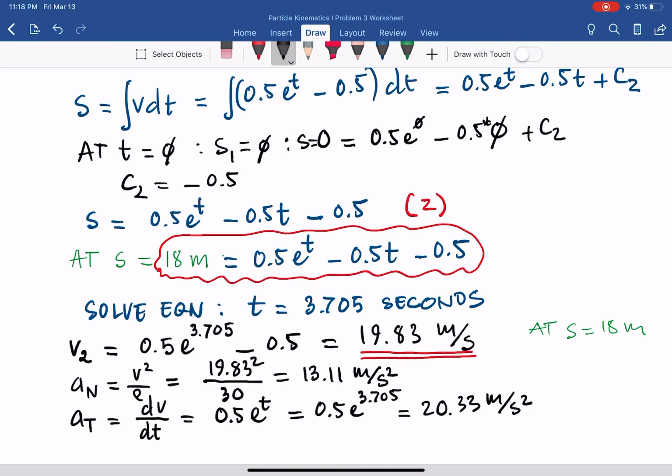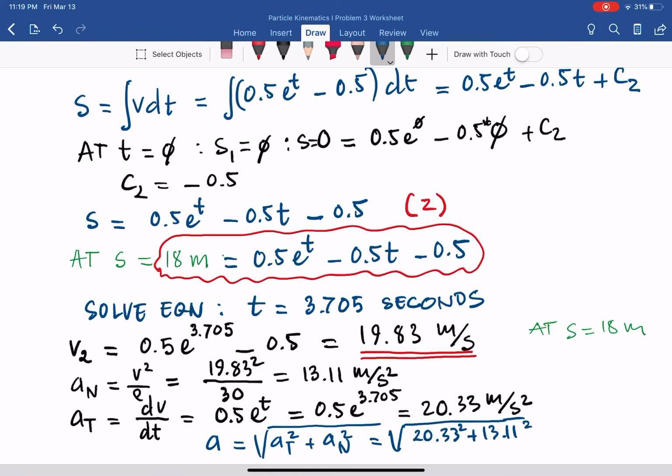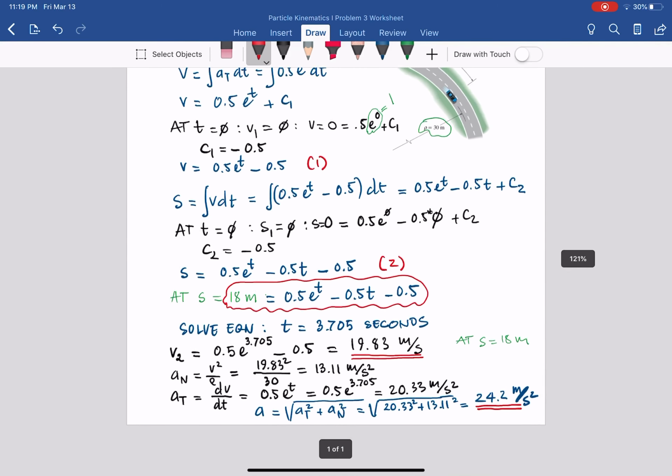The question asks what is the magnitude of acceleration. So you can find the magnitude: a equals the square root of at squared plus an squared. Plug in those two numbers: 20.33 squared plus 13.11 squared. From that you get 24.2 meters per second squared, and that is the magnitude of acceleration, another answer. And with that we finish this problem.